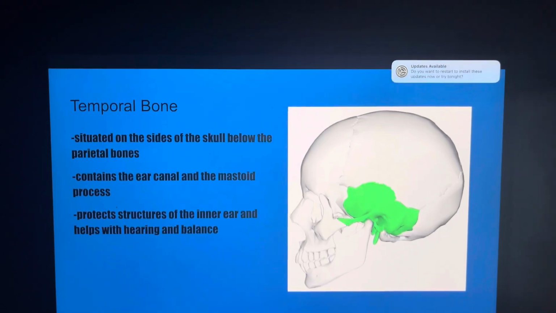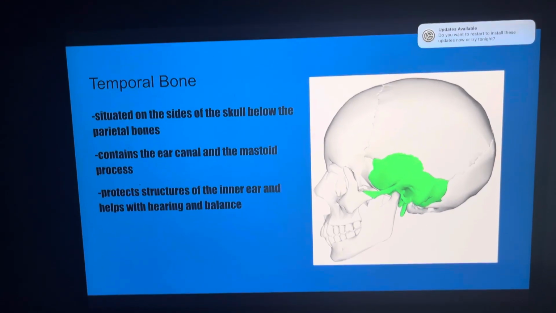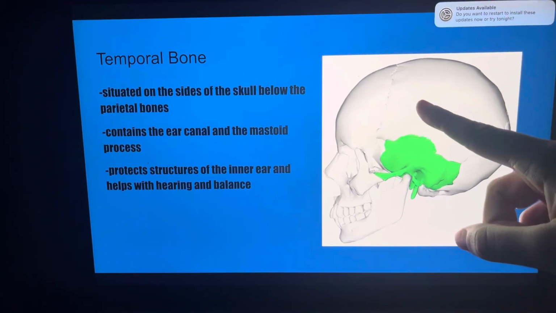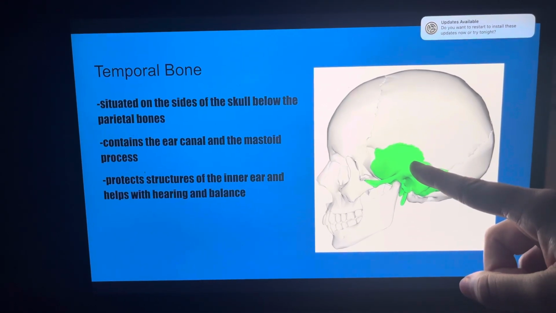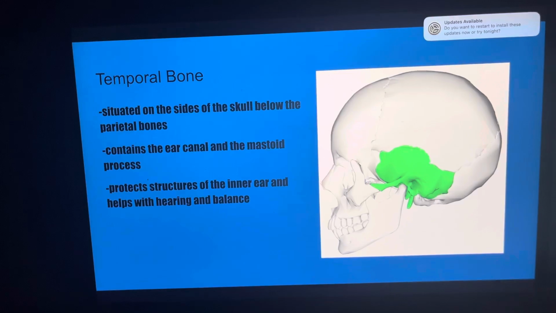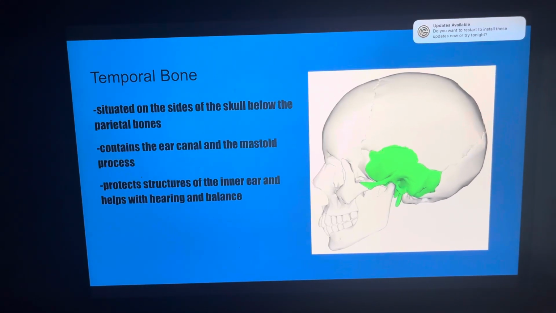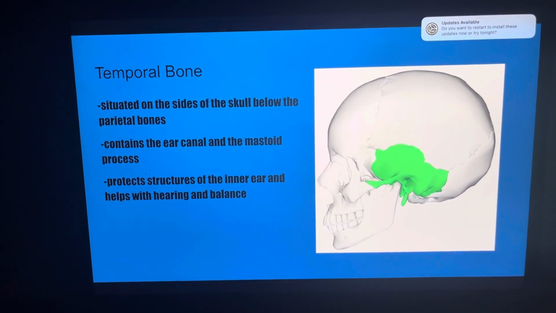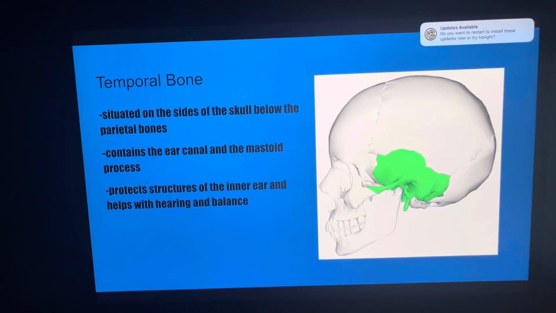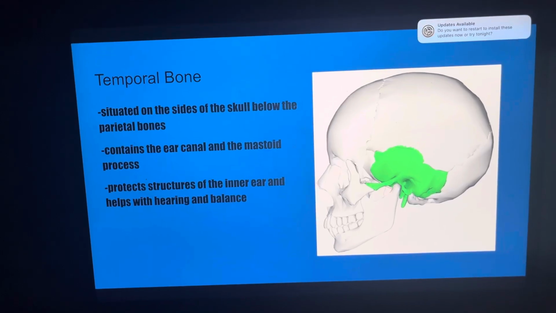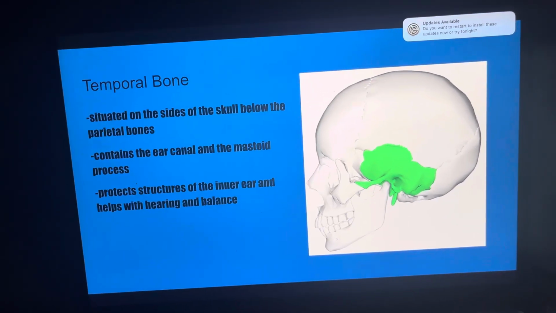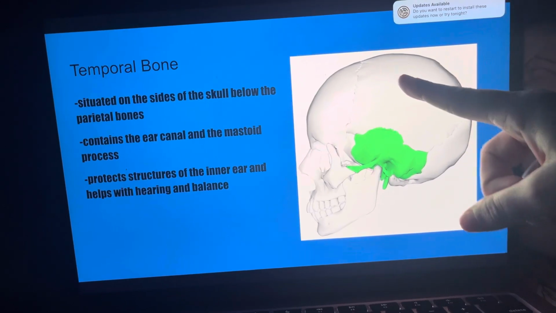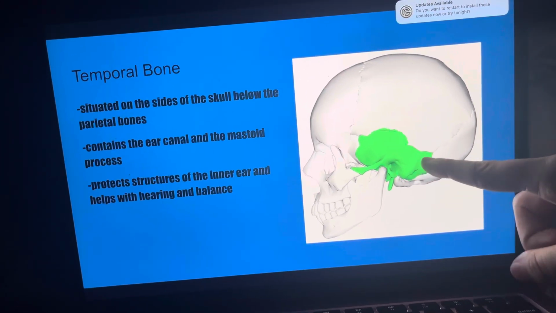Okay, the temporal bone. So this is on the sides of the skull, right below the parietal. It contains the inner ear canal and the mastoid process, which means it helps with hearing and balance, and one of its main functions is to protect the structures of the inner ear. So we have the parietal, occipital, and temporal.